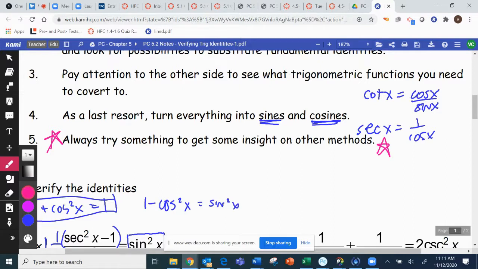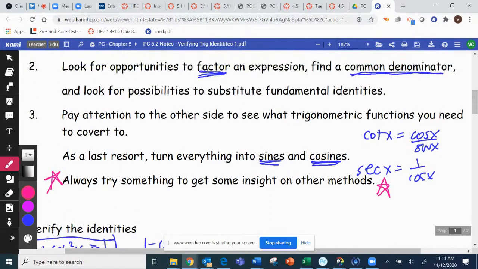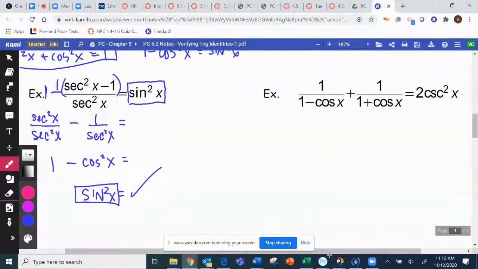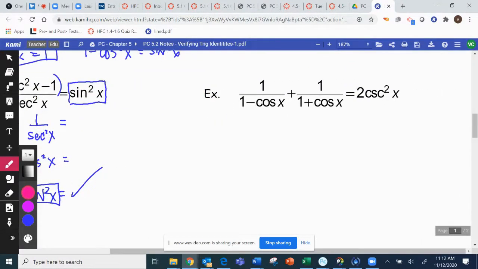So again, you're going to look for maybe changing everything into sine and cosine. You're going to look for substitution. You're going to look for factoring. You're going to look for adding fractions or subtracting fractions. You're going to look for things like that. So now I am going to just guide you, but I'm going to look for suggestions from you all, and we're going to work through these together.